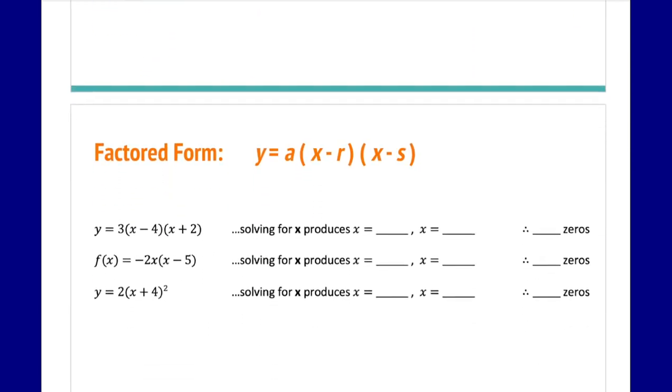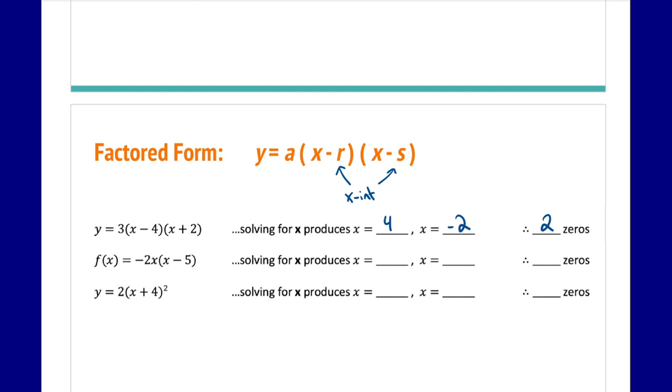So if we're looking at the factored form, remember factored form is y equals a times x minus r times x minus s. Hopefully you remember that these two values, the r and the s, represent our x-intercepts, remembering that we take the opposite of the value in them. So if I look at the first one, y equals 3 times x minus 4 times x plus 2, the x minus 4 means that I have one x-intercept that is positive 4 and one that is negative 2. I have two different x-intercepts, so there are two zeros.